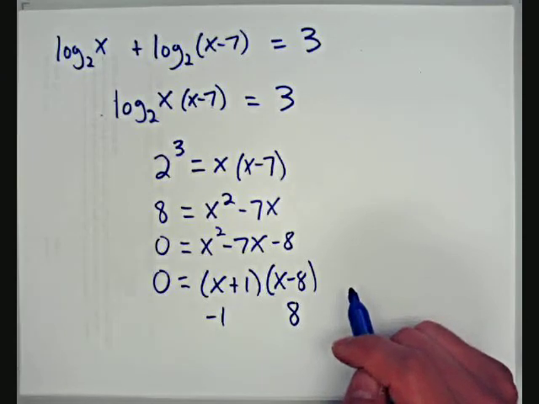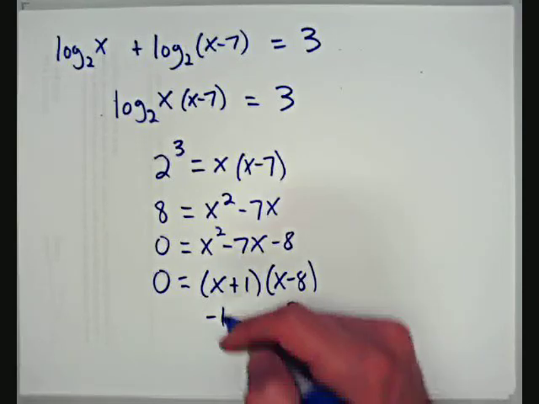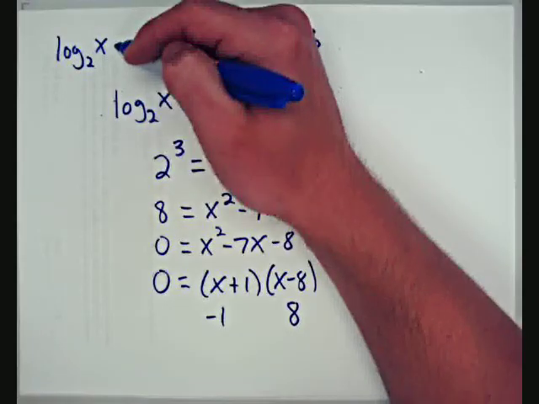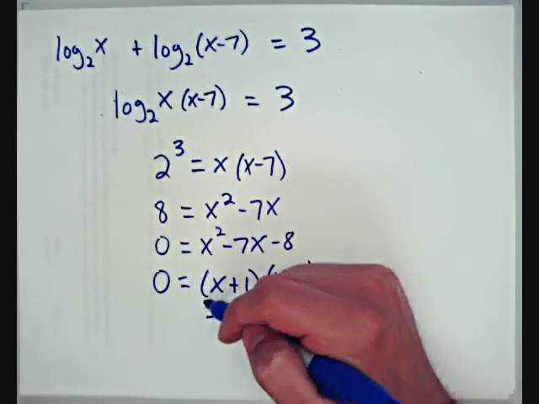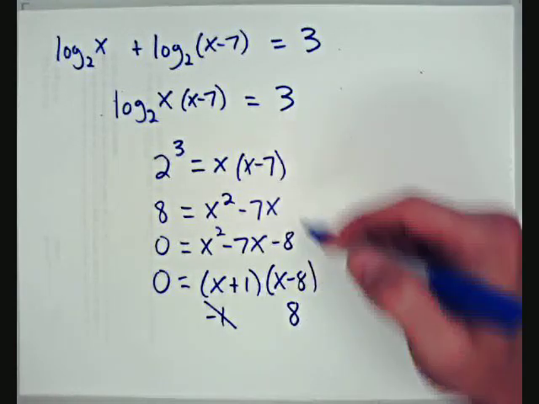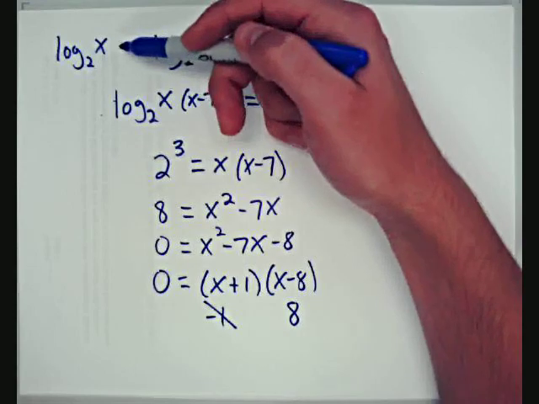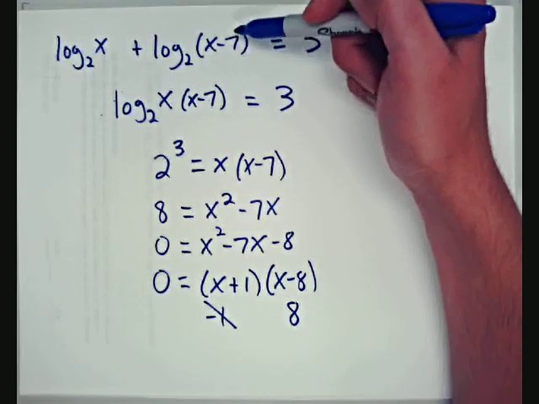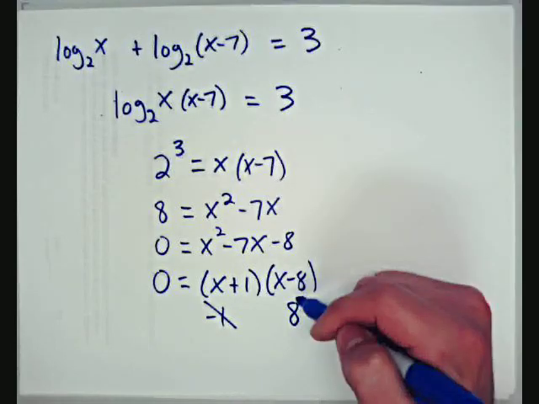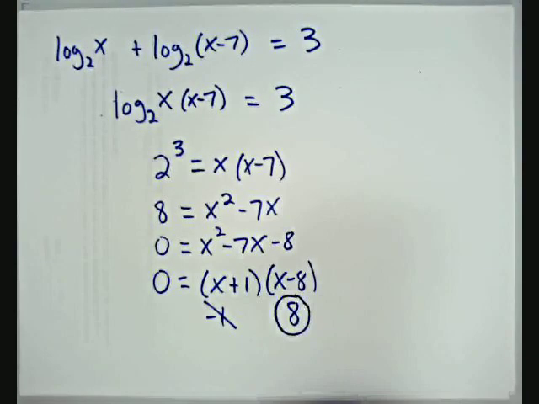Testing these in our original equation, negative 1 in for x gives me the log of negative 1, and so that eliminates it as a possibility right away. 8, we have the log of 8, that's fine. 8 minus 7 is 1, and that's positive, so that's fine as well. So 8 is our solution to this equation.